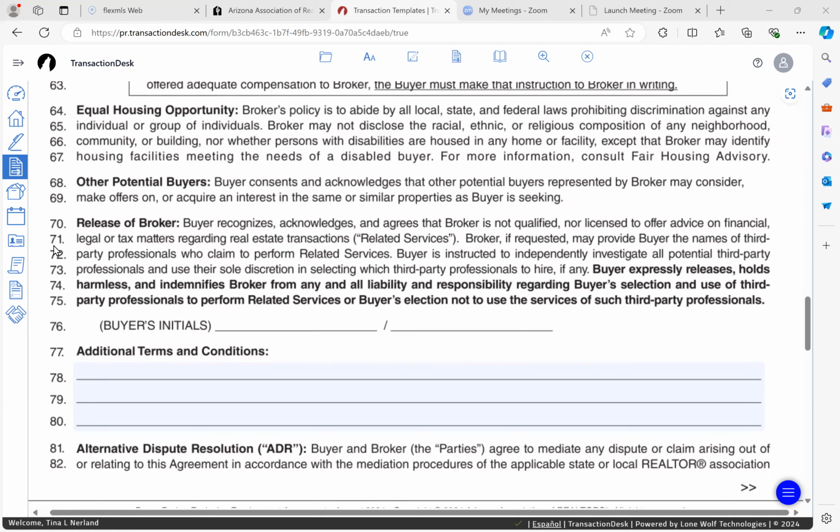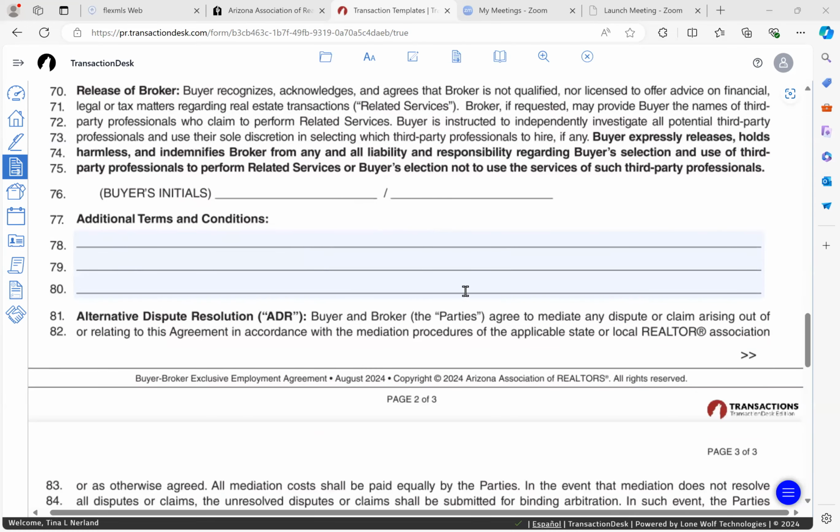Buyer is instructed to independently investigate all potential third-party professionals and use their sole discretion in selecting which third-party professionals to hire, if any. Buyer exclusively releases, holds harmless, and indemnifies broker from any and all liability and responsibility regarding buyer's selection and use of third-party professionals to perform related services or buyer's election not to use services of such third-party professionals. Initial. Again, I don't have any examples at this moment for additional terms and conditions.